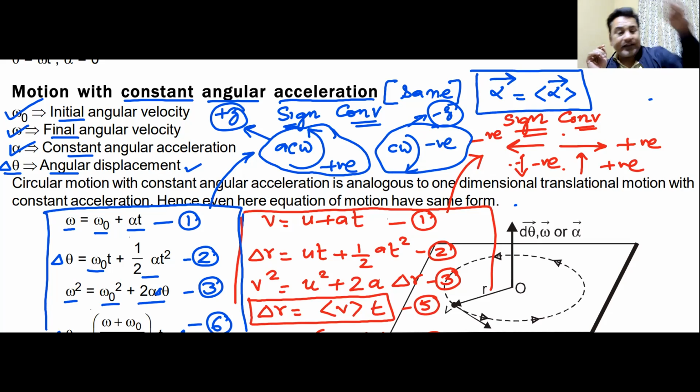So if something is moving in the anti-clockwise sense, we will take it as positive, whether it is angular velocity, angular displacement, or angular acceleration. Something in the clockwise sense will be taken as negative. Do we all understand this? Can I have some response that we understand this? I will give you a minute to note down this concept.